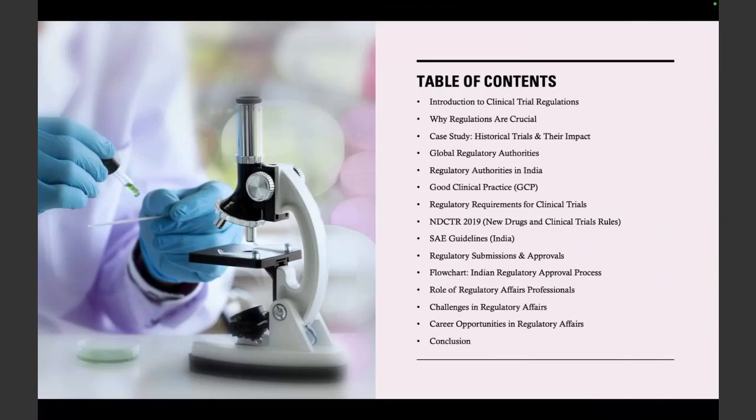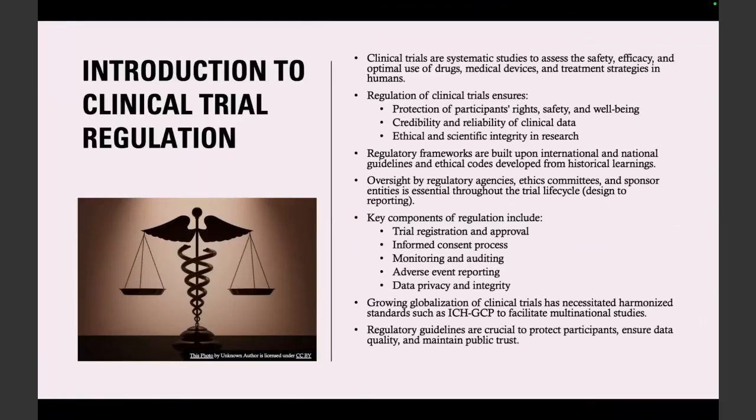This is what we will cover today. We will begin with a basic understanding of what clinical trial regulations are and why they are crucial. We will examine key historical case studies that influenced modern-day guidelines. Then we will move on to major global and Indian regulatory authorities, explore GCP, and go deeper into NDCT 2019 and SAE guidelines. We will also go through the Indian regulatory approval flowchart and the role of regulatory affairs professionals, ending with challenges and career path. So move to the next slide.